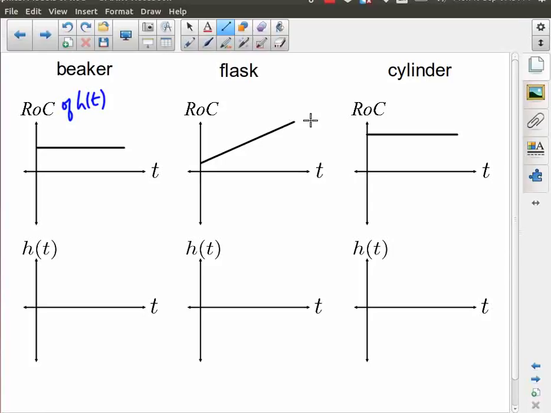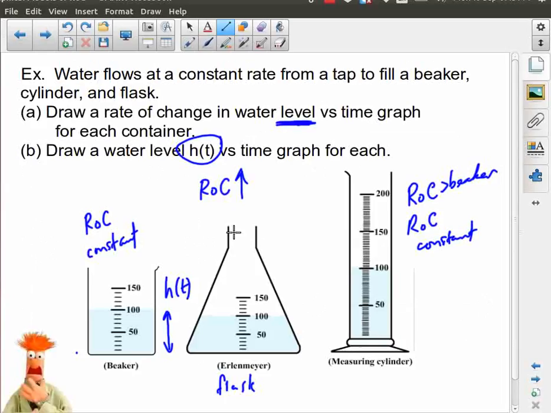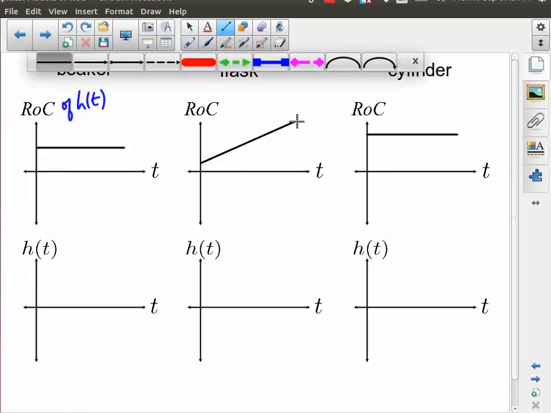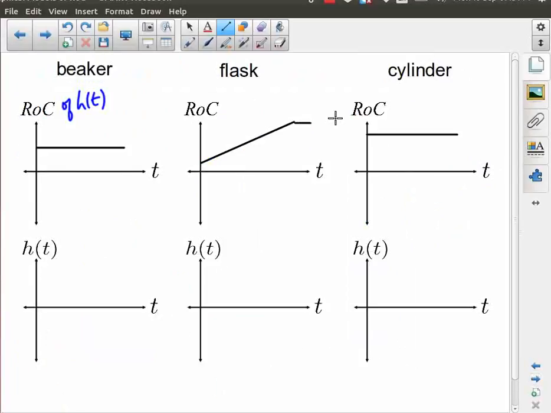And then an interesting thing that happens right here on the end is it goes constant. So the rate of change is actually not increasing the whole time. The rate of change will flatten out just here at the top. Let's line that up a little more nicely. There we go. So it starts lower than the beaker, it passes the cylinder, and then it goes flat just at the neck of the flask.